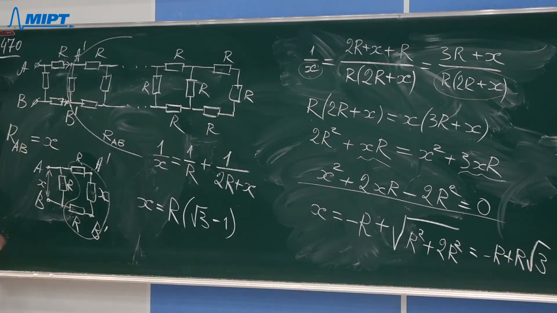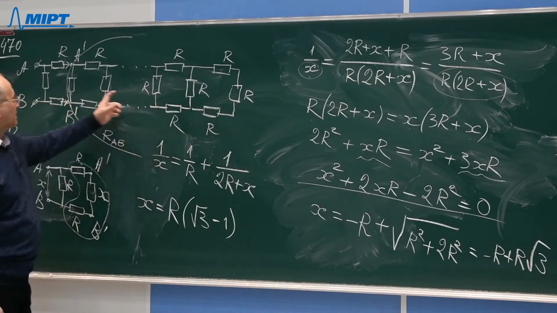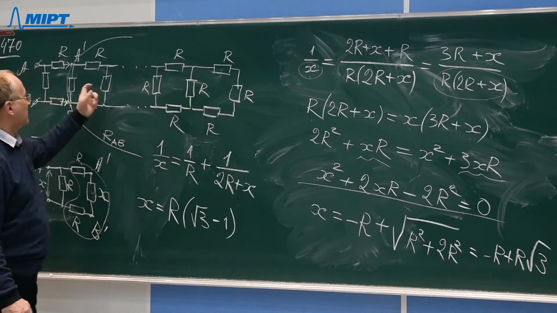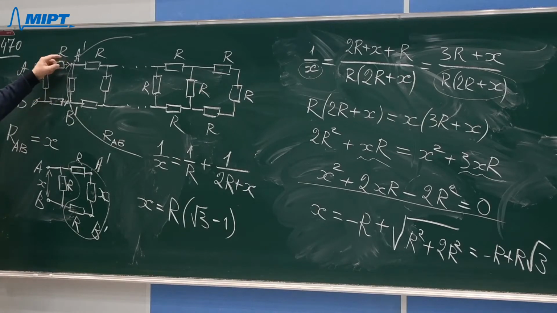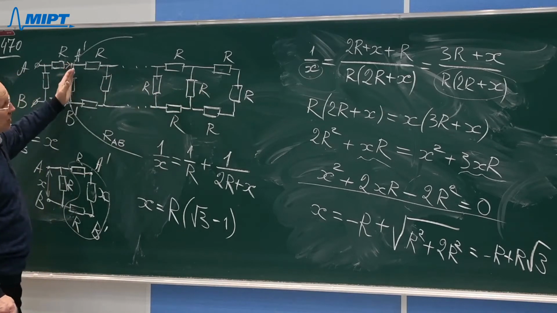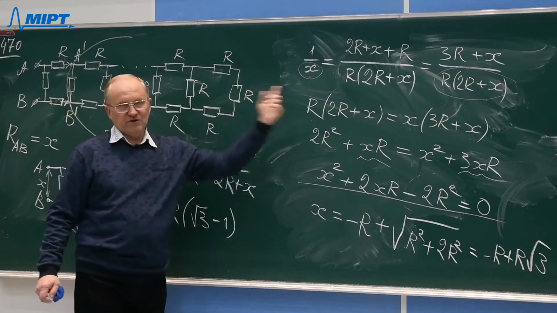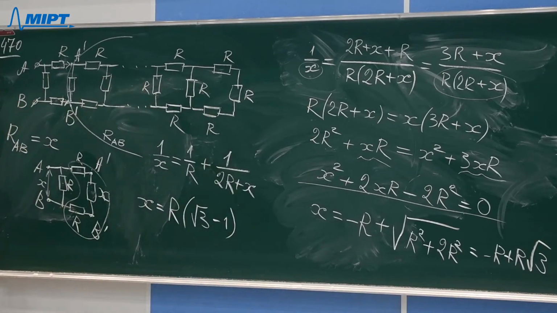And it's obvious that if we have a very long circuit consisting of hundreds and maybe thousands of such cells, and we disconnect the first cell consisting of these 3 resistors, then the remaining circuit between points A prime and B prime will have the same resistance. It will not change because the number of cells is very large. It's almost infinite. So this is the main idea for solving such a problem.